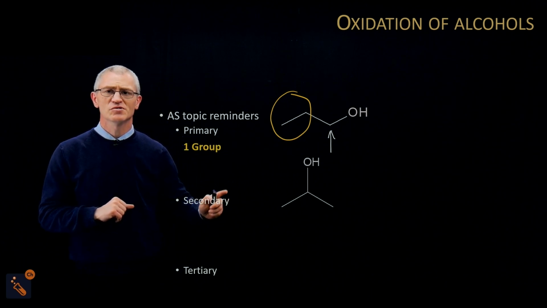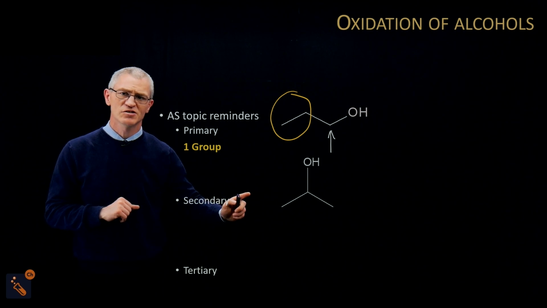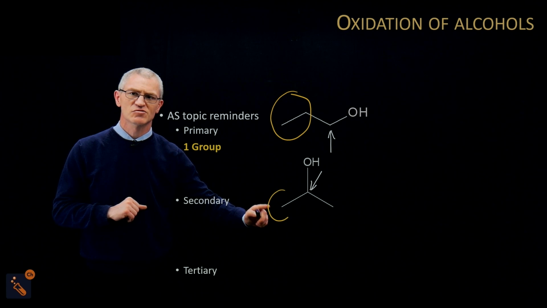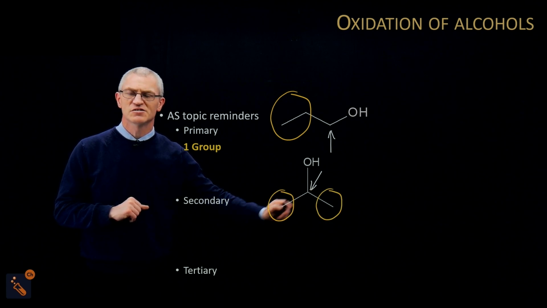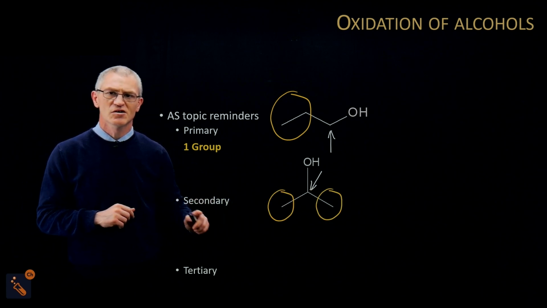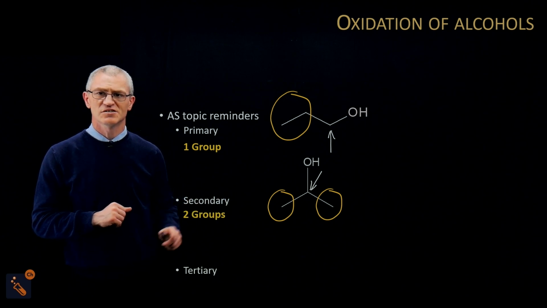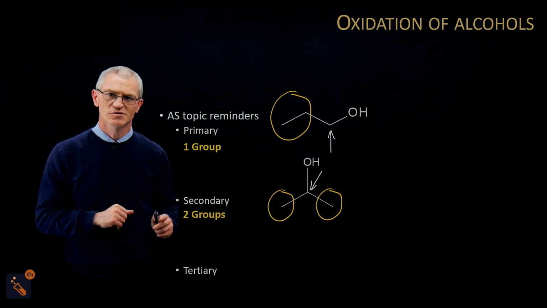Look at our next example, which is propan-2-ol. So let's look at that carbon again, that central carbon. Look at the groups that come off. There's one there and there's two there. So that would be a secondary because it has two groups connected to the carbon that's connected to the OH.